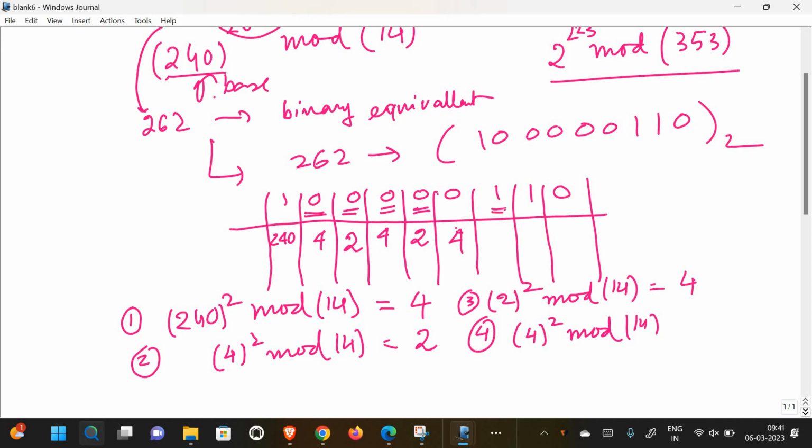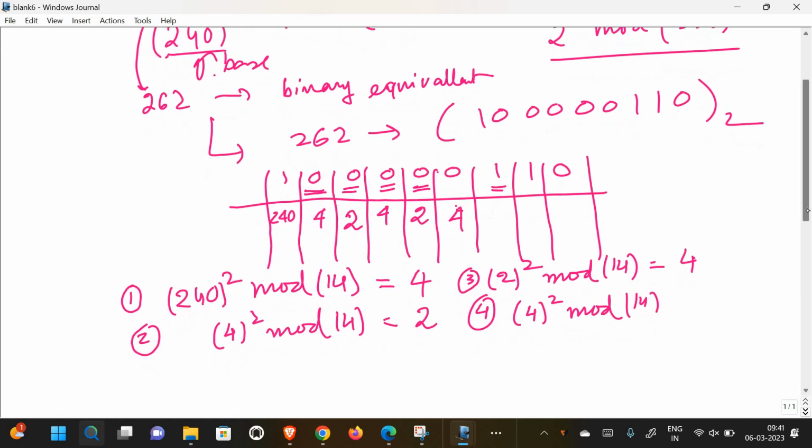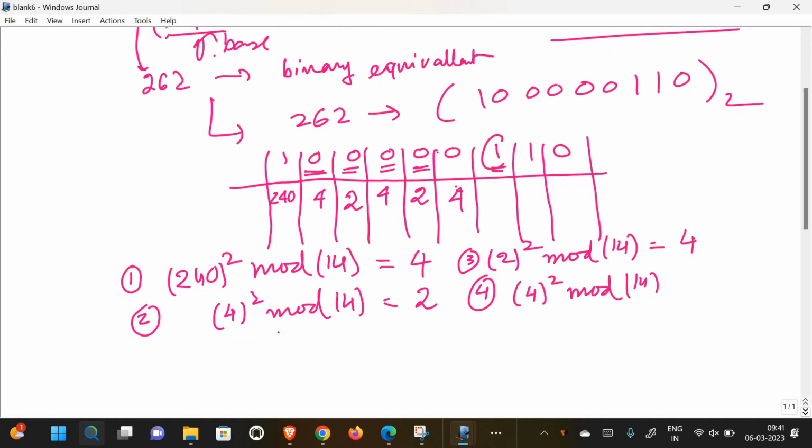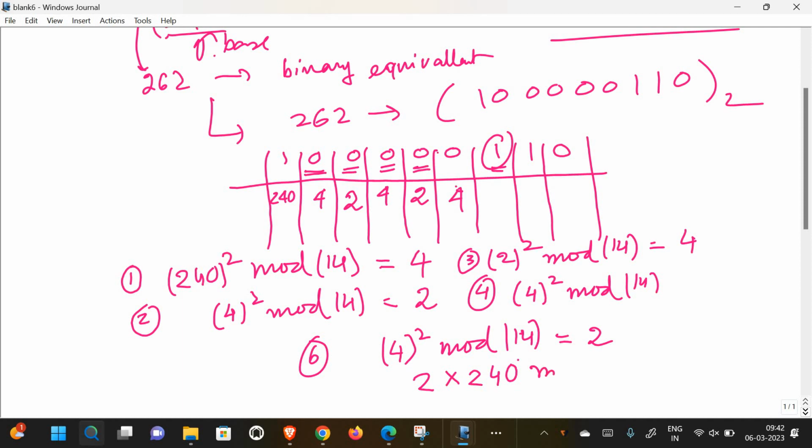When we have 1 over here, this is very little different from the previous one. We have to do 2 steps. One is to take the square of it. So, we are somewhere here at this one, maybe the 6th step. What we are going to do is 4 square mod of 14, which is equal to 2. But as the binary bit is 1, we have to do another step where we multiply 2 with the base. That's the only difference. The resultant output will be mod of 14, and that's the answer for 4, and that you have to replace here.